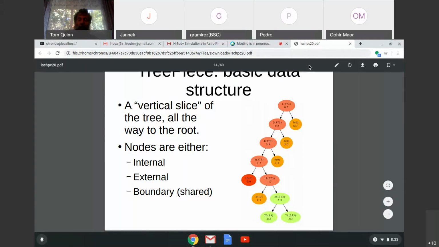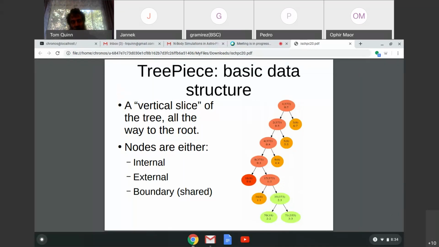And within the tree piece, we have a vertical slice of the tree all the way up to the root. So each tree piece has the root node and descending to a local piece of the tree. The green here are nodes of the tree which are entirely contained within a single computational element. But as we go up, you get to nodes which are shared between two tree pieces, and those are indicated in pink. Of course, the root, for example, is shared by all the tree pieces.